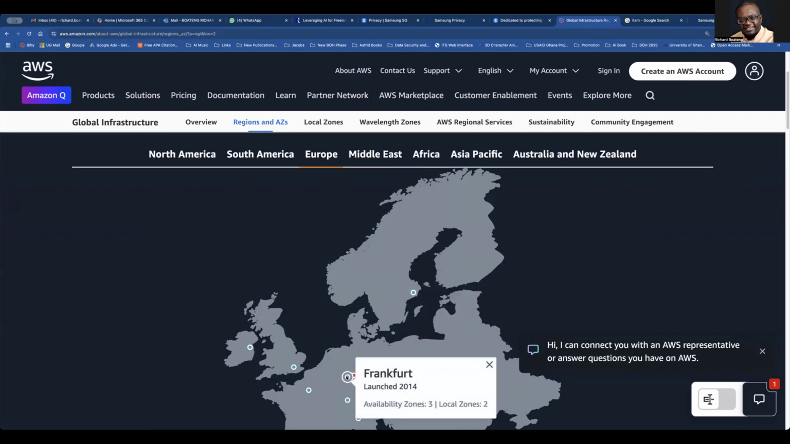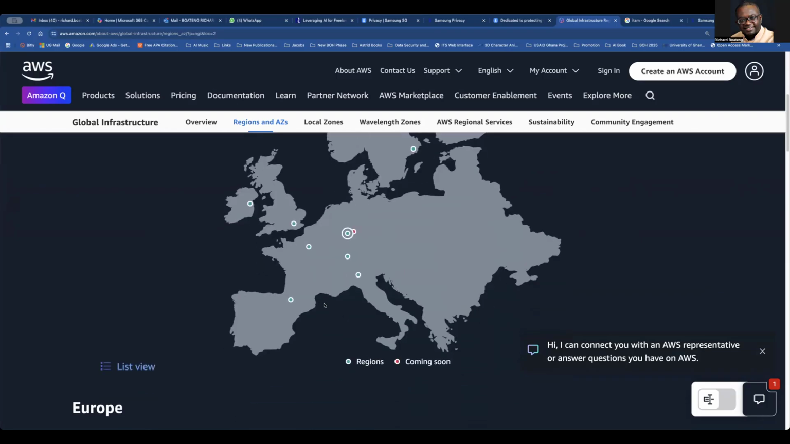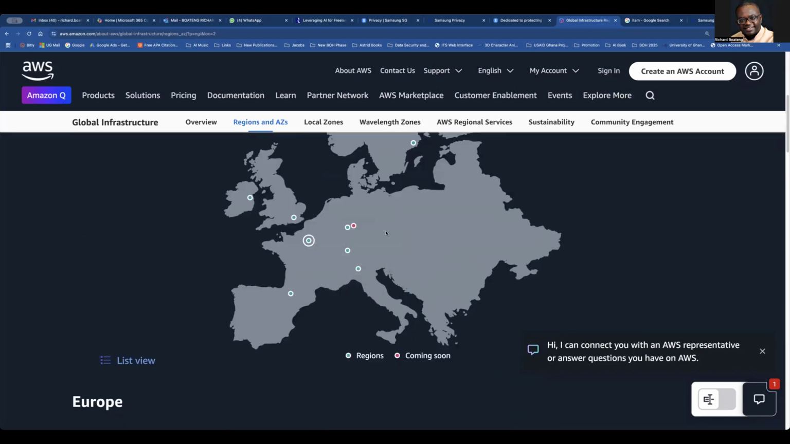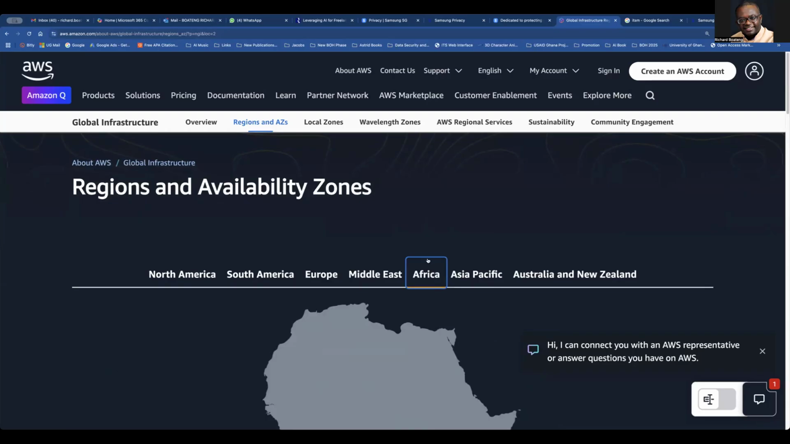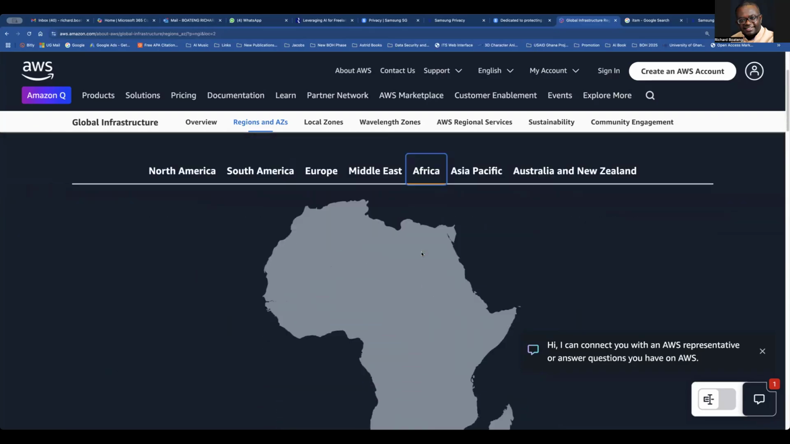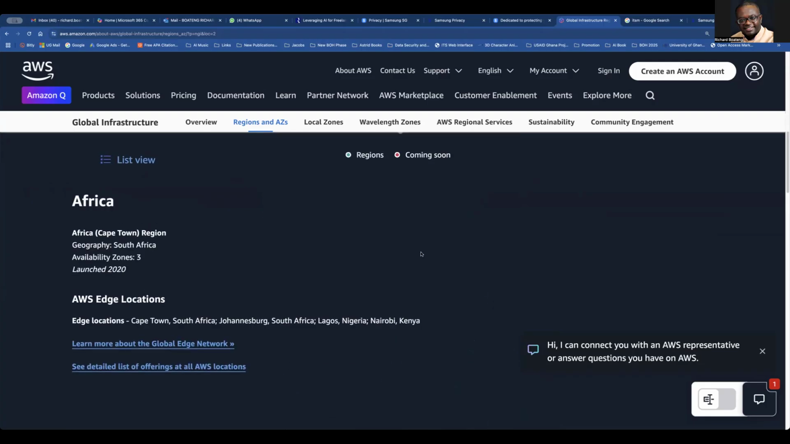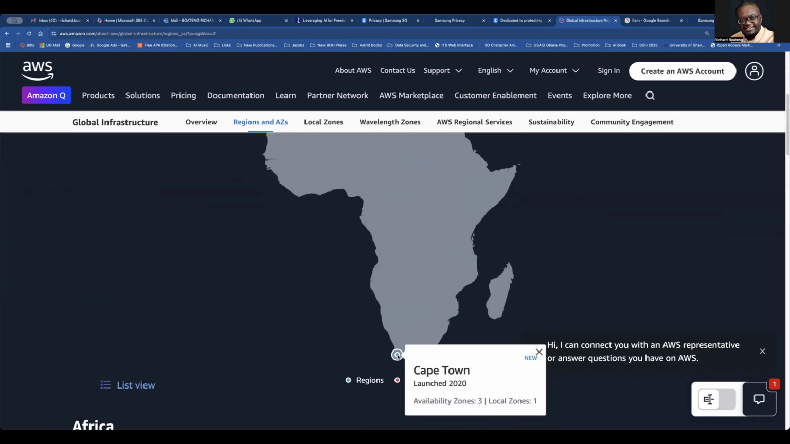Okay. Then they have Frankfurt, availability zones 3 and local zones 2. I think there are different types of services that you can ask for. Okay, then they have Paris. So let's come to Africa. Say you want to store your data somewhere in Ghana. You want to store it on Amazon services, in Africa. If you want it to be in Africa, then your data will be stored in Cape Town.